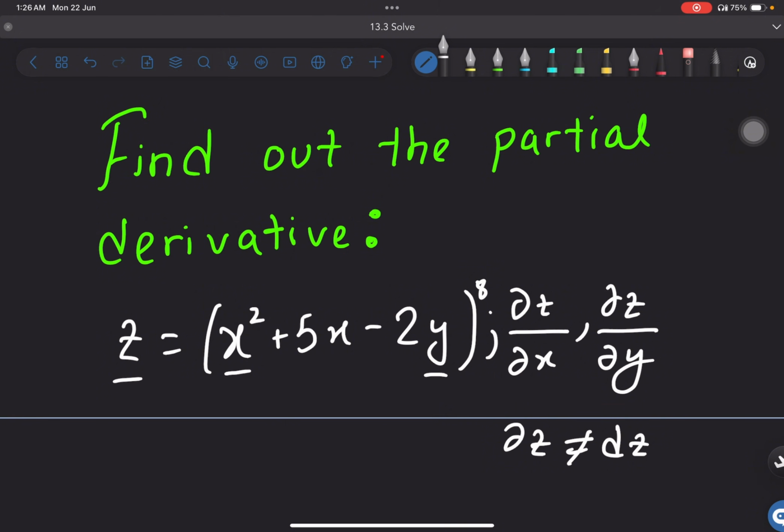Hence, we are not allowed to say dz, because when we say dz by dx, it means that z is only a function of x. But when we say del z by del x, it means that z is not only a function of x, but also of another variable. So how do we solve this math?